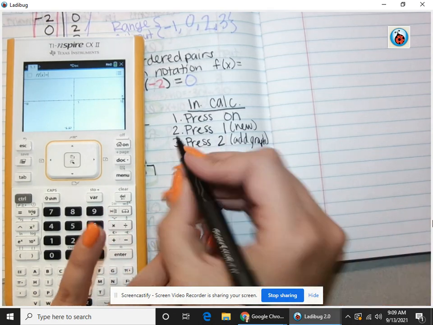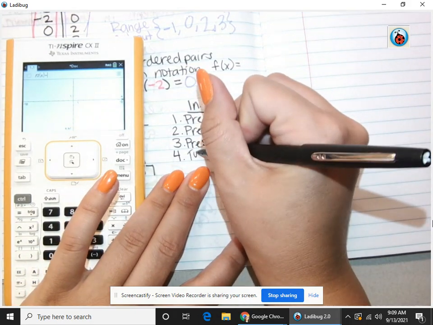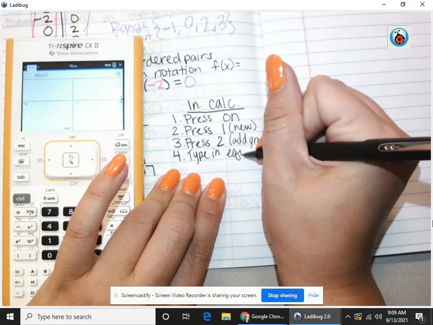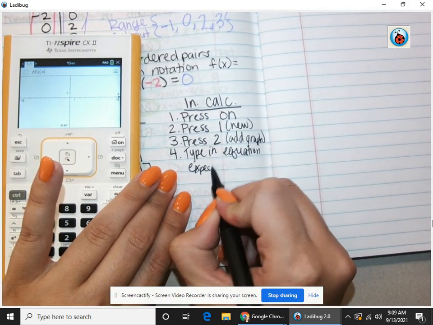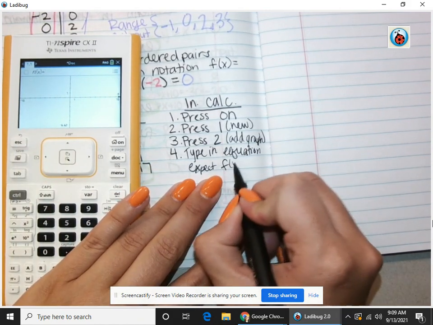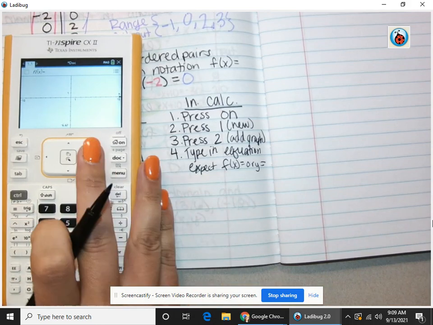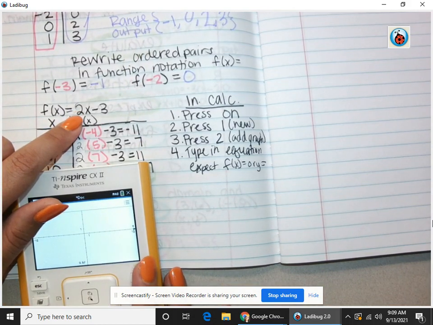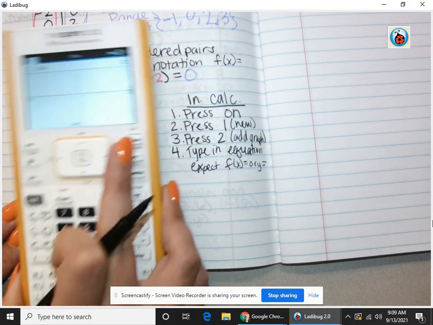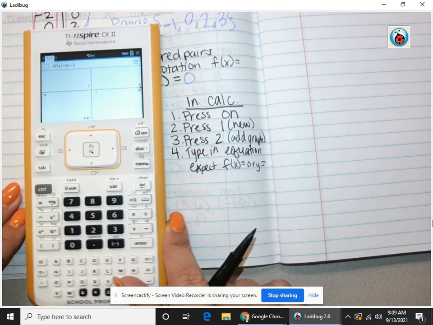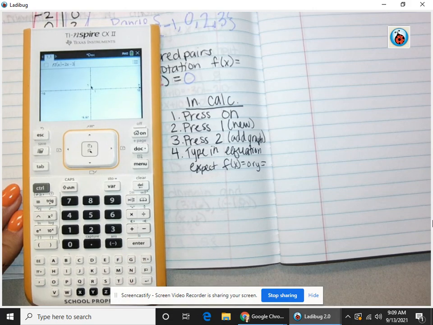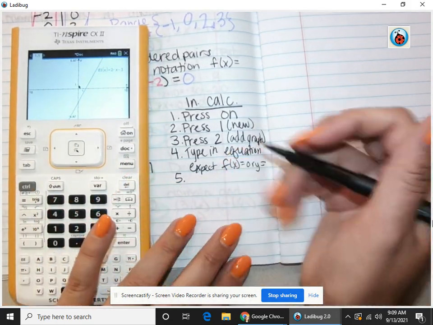And you're going to type in your equation, except for the equal sign. Except like f of x equals or y equals. So for this case, it's just going to be 2x minus 3. So I put in 2, and then all of my letters are down here. Push x, and then minus 3. Don't use my negative sign, use my minus sign. Okay? And then you should press enter. And it graphed it for you.